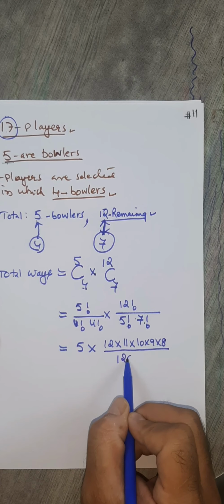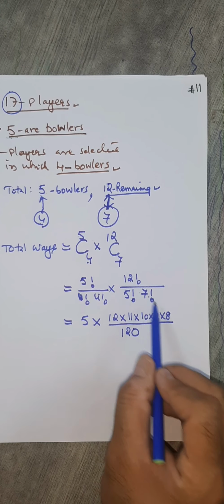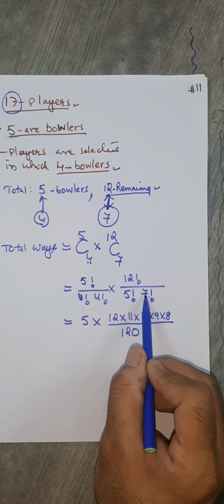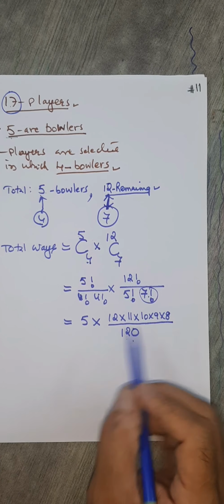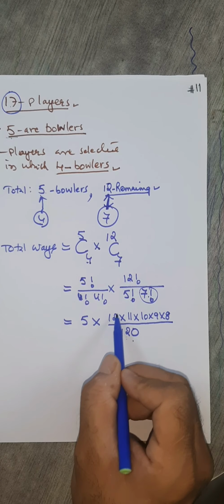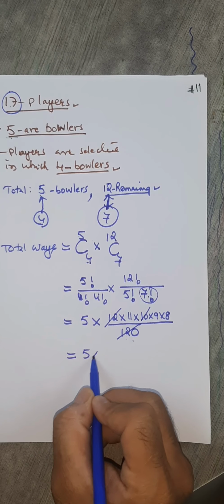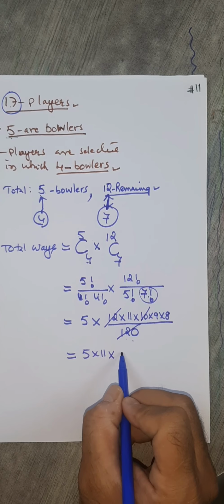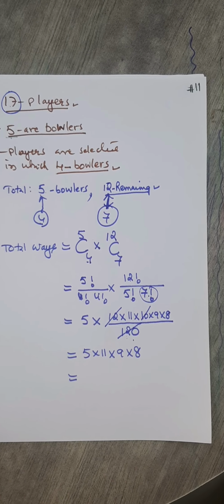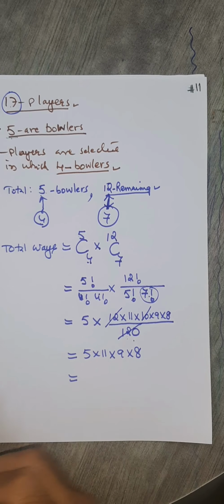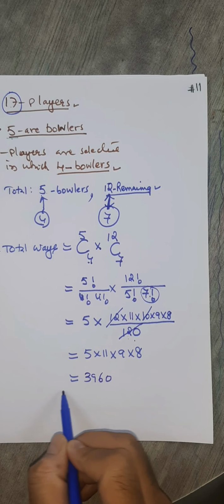5 factorial is just 120, that you can write directly here. Fine. 12 I wrote up to 7 factorial, here 7 factorial, that will get cancelled with this. What's 5 factorial? It's 120. Now you simplify this. So 10 into 12, 120, that will get cancelled with this. 5 into 11 into 9 into 8, you are having this finally. So here you will get finally 3960. Just simplify this many.